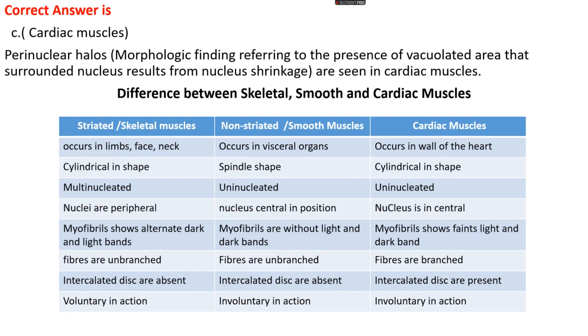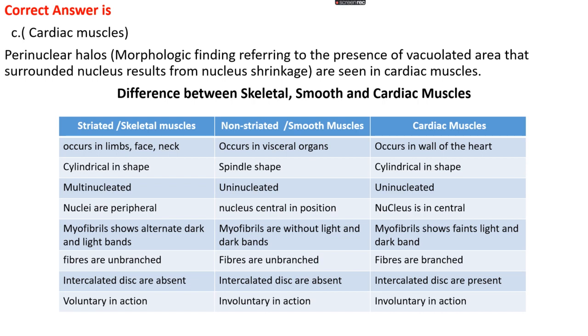Let's see the different types of skeletal, smooth, and cardiac muscles. Skeletal muscles are also known as striated muscles, smooth muscles are non-striated muscles, and there are cardiac muscles. Striated muscles are mainly found in voluntary organs, the limbs, face, and neck regions. Non-striated muscles are mainly found in visceral organs, while cardiac muscles are found in the wall of the heart. Striated muscles are cylindrical in shape. Non-striated muscles are spindle shaped, and cardiac muscles are also cylindrical. Striated muscles are multinucleated. Non-striated muscles are uninucleated. Cardiac muscles are also uninucleated.